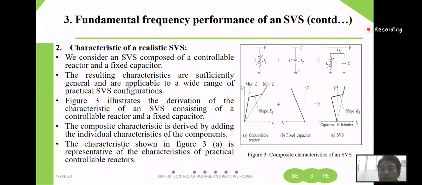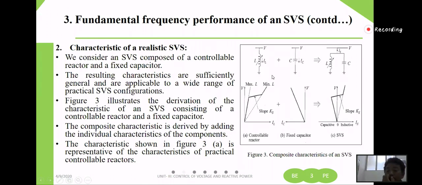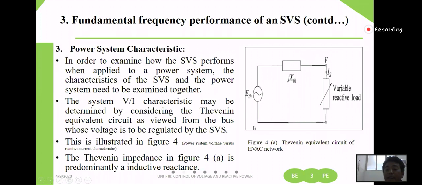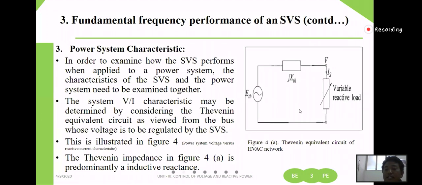So next, now you know the characteristic. Still, we are not applying it in the power system. We are just studying the characteristic of the SVS. Ideal characteristics you have seen, just leading and lagging, and then the realistic one is a little bit different. You have seen that. Now we have to apply it in the power system, so we have to know the characteristic of the power system. Then only will we be able to apply this concept.